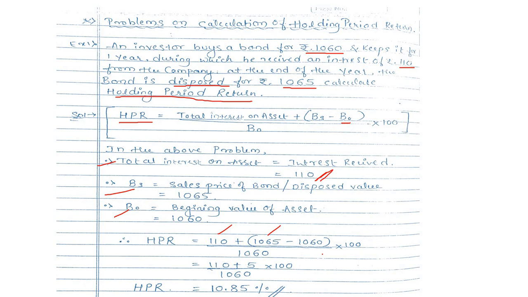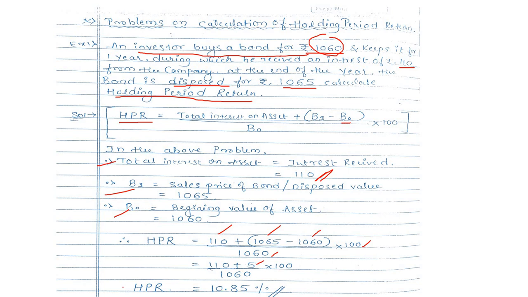Next we want B naught. B naught is the beginning value, the initial value of the bond or asset. Beginning value means the price at which he purchased the bond. The investor buys a bond for rupees 1060. So B naught is 1060. Divided by B naught, 1060, into 100. Now 110 plus 1065 minus 1060, 5 remains, divided by 1060 into 100.